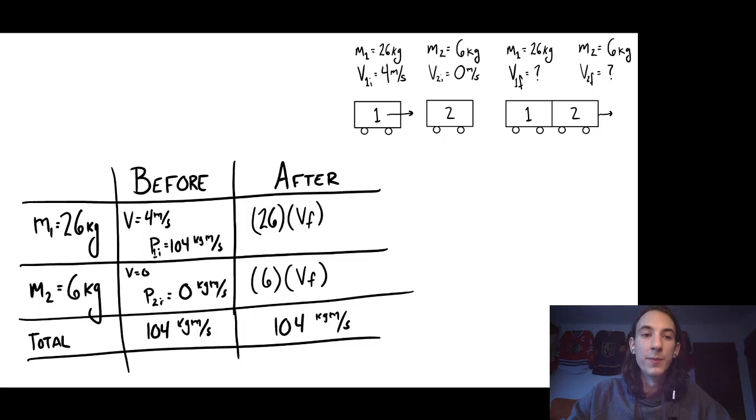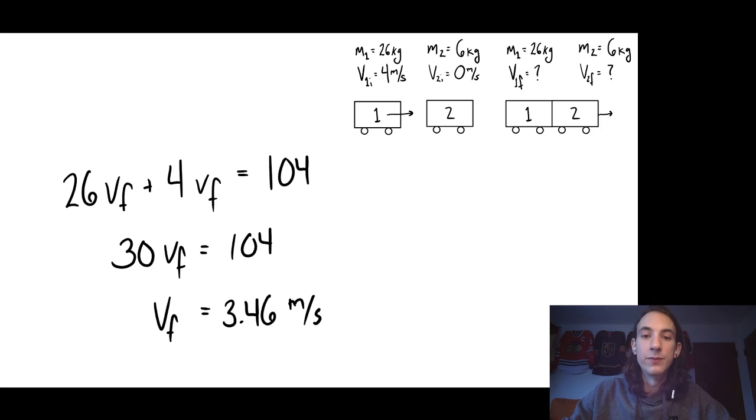So we have the momentum of cart 1 and the momentum of cart 2. We can add them up and set them equal to this 104 kilogram meters per second. So we can say 26 vf plus 6 vf is equal to 104. 30 vf equals 104. vf is equal to 3.46 meters per second. So we can figure out the final velocity after this collision.